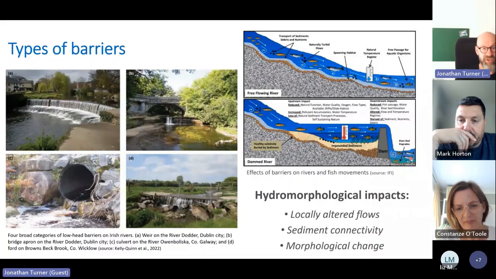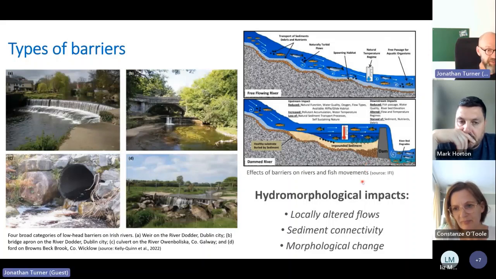Then downstream of these structures, depending on their height, their slope, and the depth and velocity of the water moving over the structure, they become a barrier to fish that might be wanting to migrate upstream.